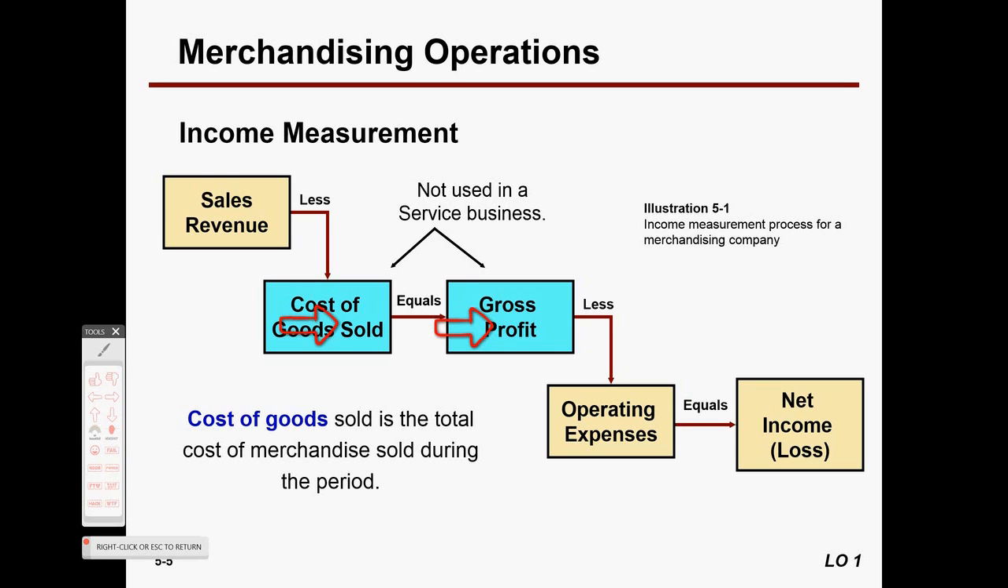All right. So if you can imagine, sales revenue less what the company paid for those goods sold during the period gives us what we will refer to as gross profit. Gross profit. And we can think of gross profit as the amount which is left after paying for all goods sold during the period to provide for operating expenses. And also the difference between gross profit and operating expenses is what we'll refer to as our net income. Or if operating expenses exceed gross profit, we will have a net loss.